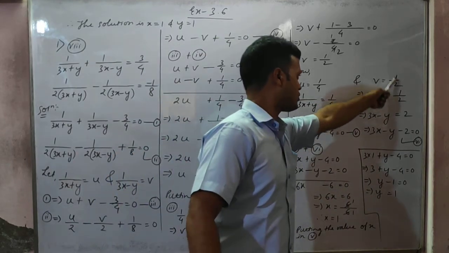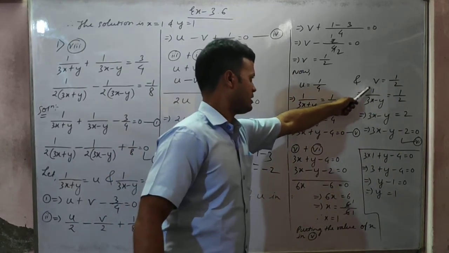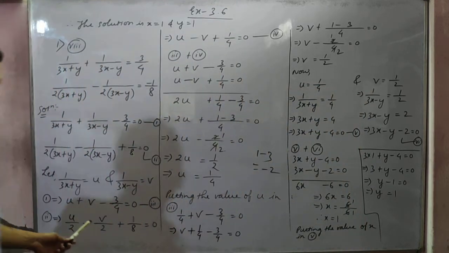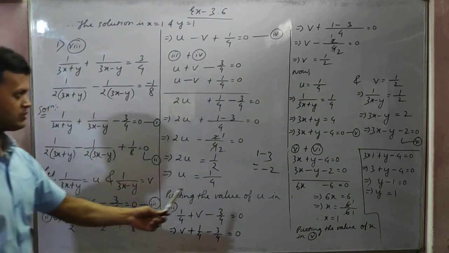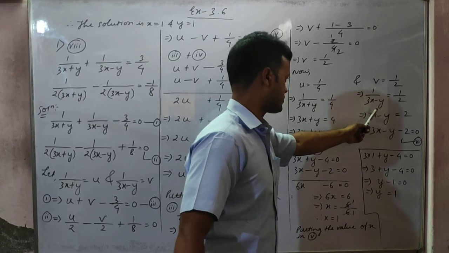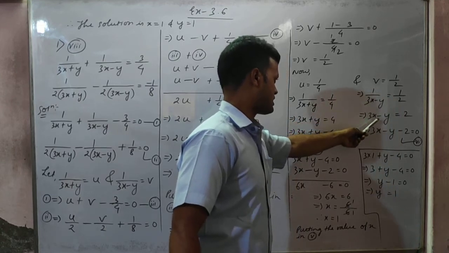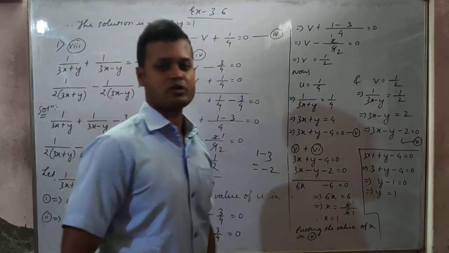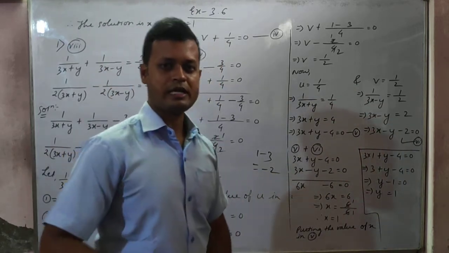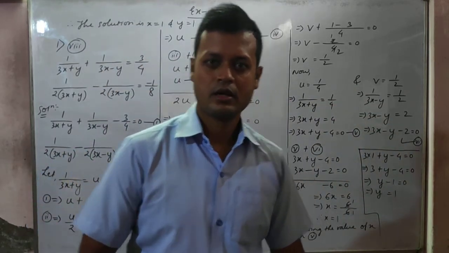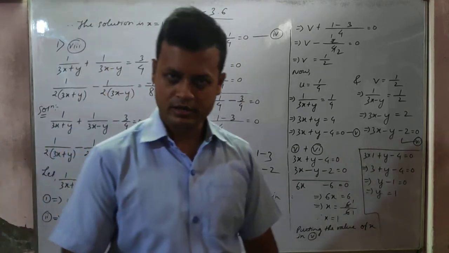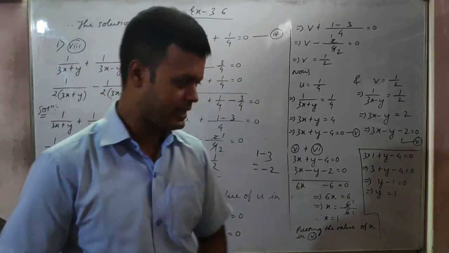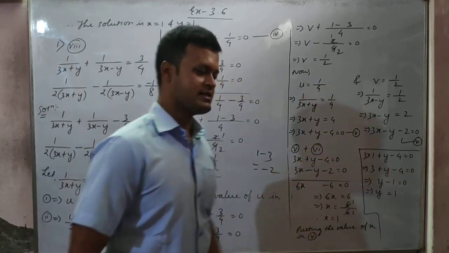Same way v is equal to 1 by 2. What is the value of v? What does v mean actually? What we have considered v? 1 by 3x minus y. So put here in place of v, 1 by 3x minus y. Reverse both sides. So 3x minus y is equal to 2. 2 you bring to the left hand side. Minus 2. Now again we have to solve these two equations. Because we don't need the value of u and v. U and v we have considered just to make our sum easier, but we actually need the value of x and y, isn't it? So equation 5 and 6 is there.